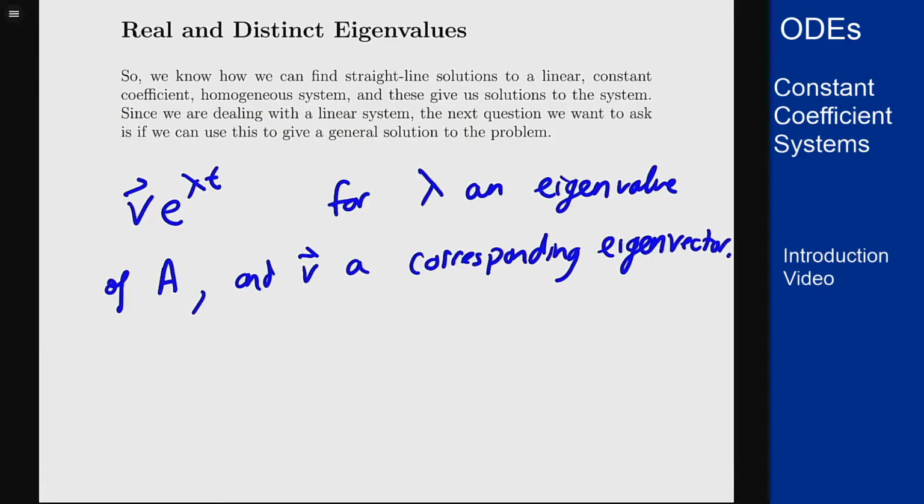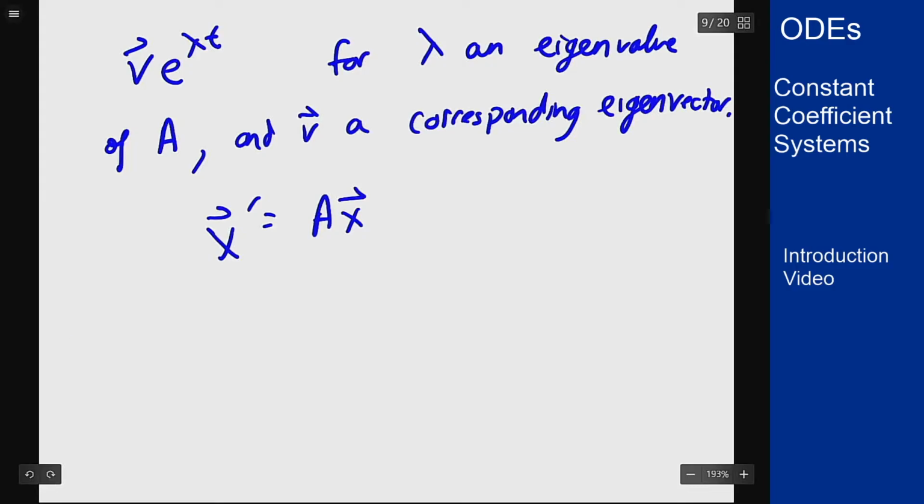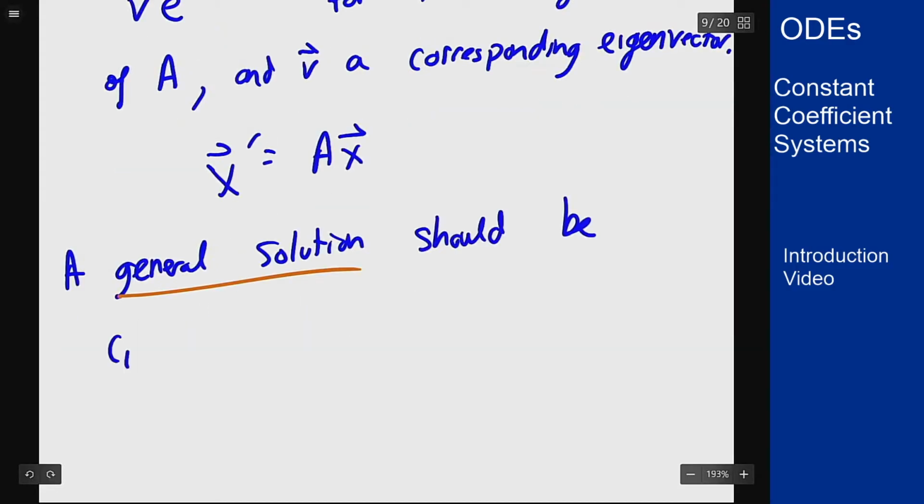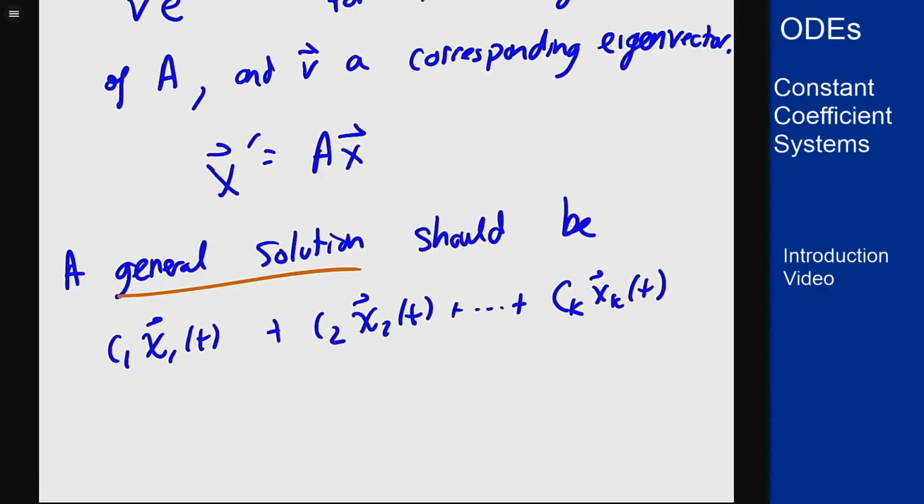Once we have these solutions, the question always then comes, does this give us a general solution to the entire system x prime equals A times x? And what do we mean by a general solution here? Well, in general, a general solution should be something like C1 times some solution x1 plus C2 times some solution x2, up to however many of these that I have, so that we can meet every initial condition that we could want to set.